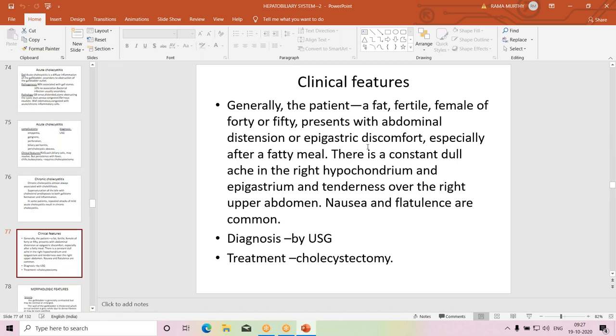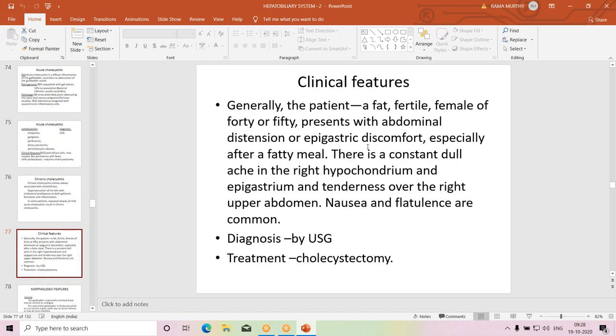There may be abdominal distension or epigastric discomfort after a fatty meal, constant dull ache in the right hypochondrium, that is the region of the gallbladder, and also epigastrium. There is tenderness over the right upper abdomen, and nausea and flatulence may be seen. So these are the clinical features of chronic cholecystitis. Ultrasonography is diagnostic.